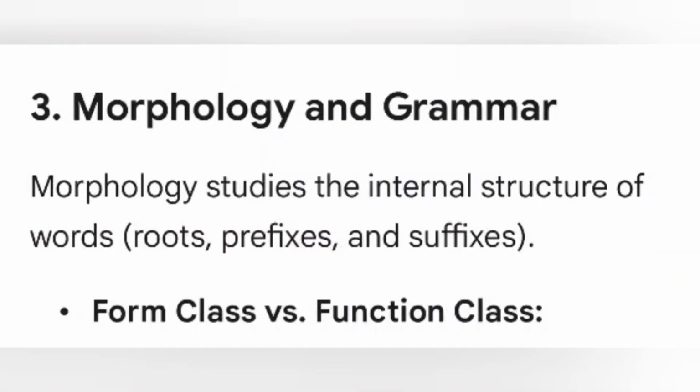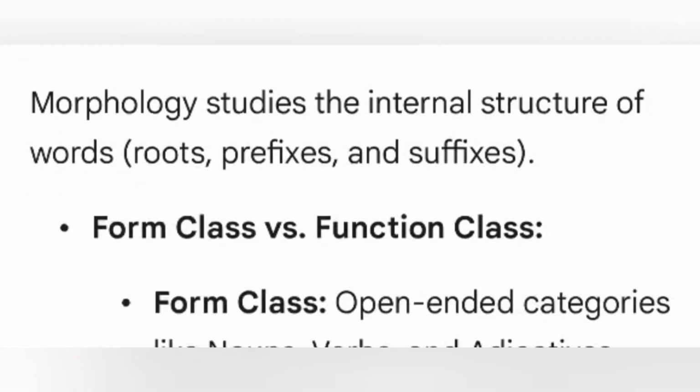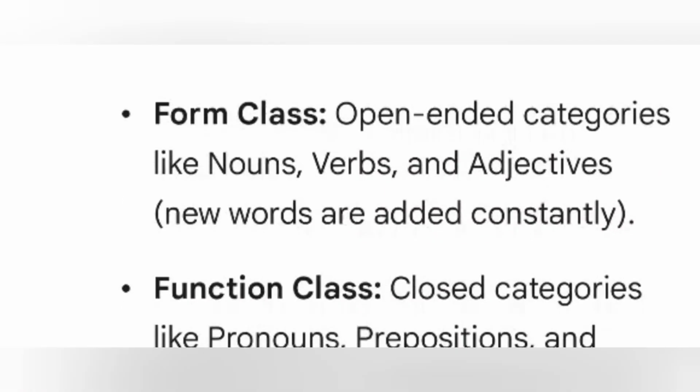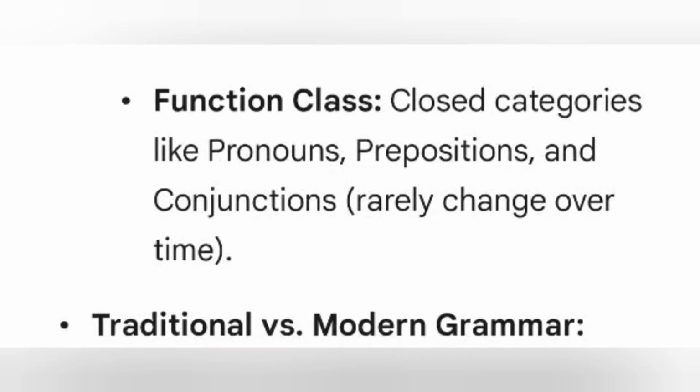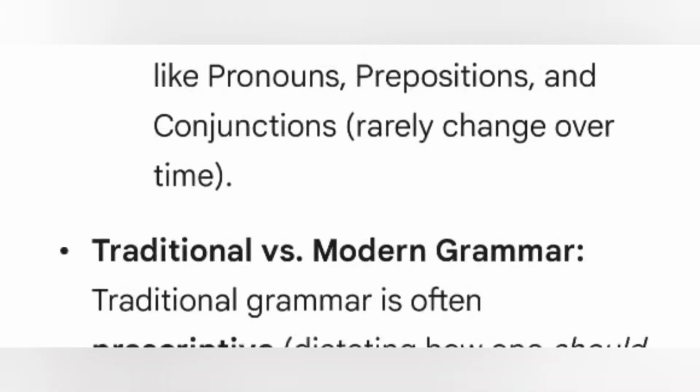Then morphology and grammar. Morphology studies the internal structure of words: roots, prefixes, and suffixes. And the words can be divided into form class words and function class words. Form class means open-ended categories like nouns, verbs, and adjectives. New words are added constantly. Function class words are closed categories like pronouns, prepositions, and conjunctions, which rarely change over time.